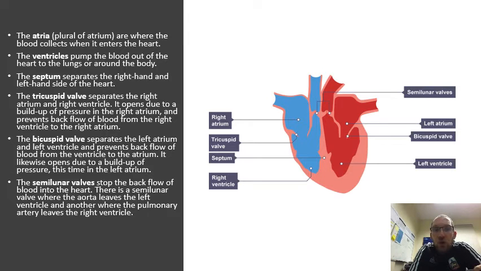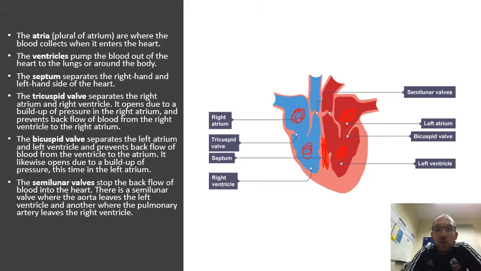Right, the atriums are where blood collects when it enters the heart. There is an atrium here, and there is another one here. The ventricles pump the blood out of the heart to the lungs and around the body. So the ventricle is here, and the other one is there. The septum separates the right and left side of the heart. So this is your septum here in the middle.